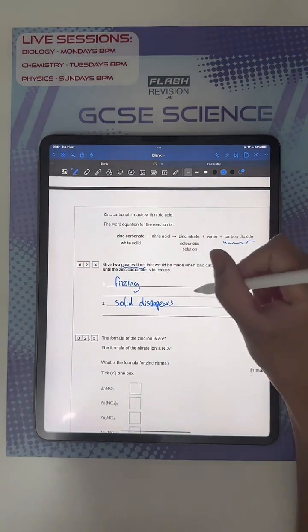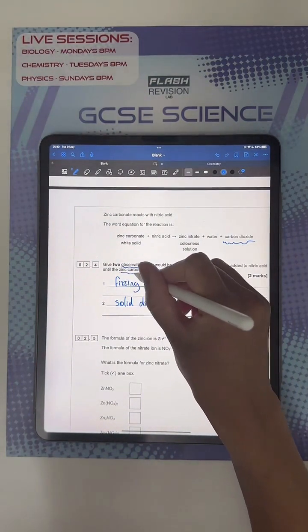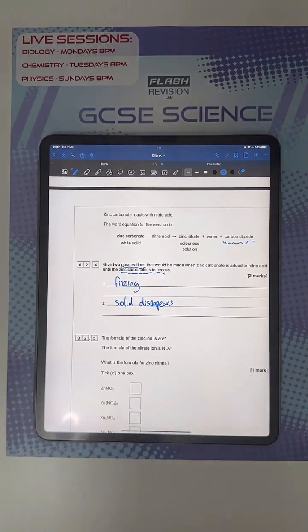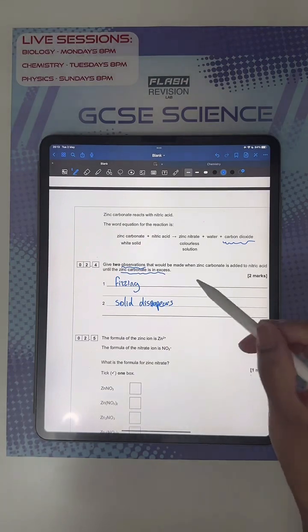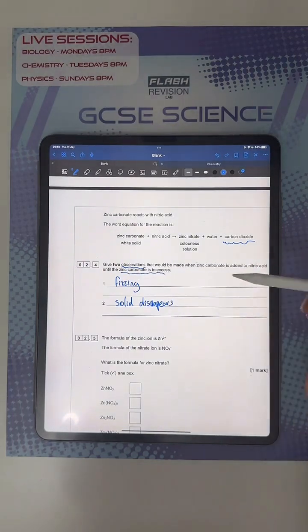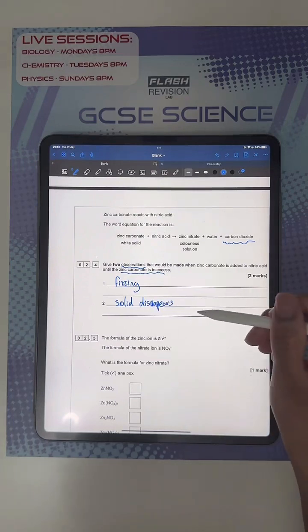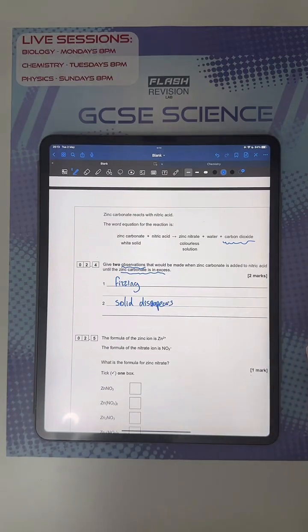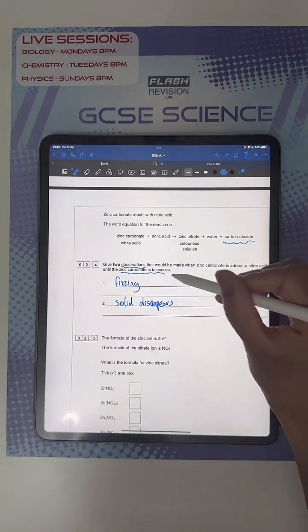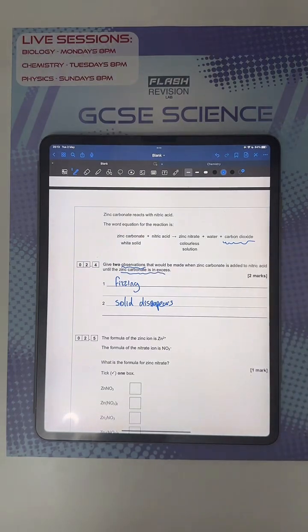You can also say solid is left at the end because it says here the carbonate is in excess. So you can say that as well. Saying excess zinc, you don't get a mark for saying excess zinc. It says zinc carbonate is in excess. So you say the initial solid disappears, but eventually you'll have solid left over because it's in excess. If something's in excess, it means you have more than enough of it.